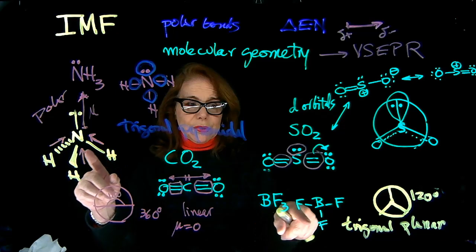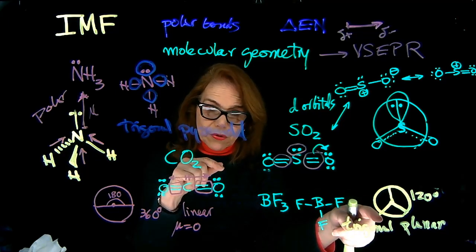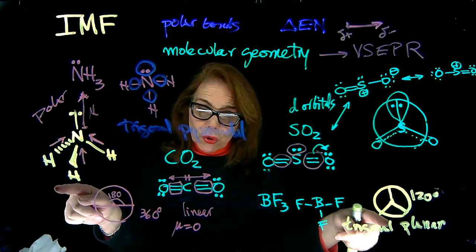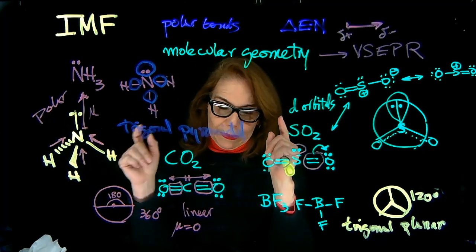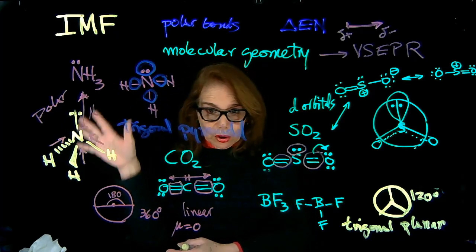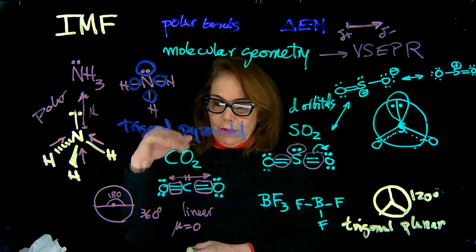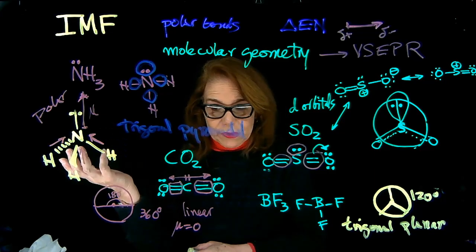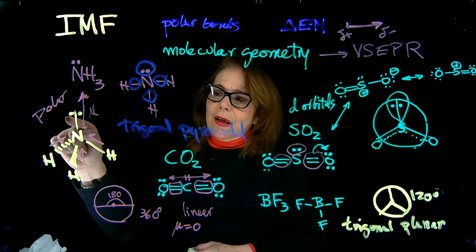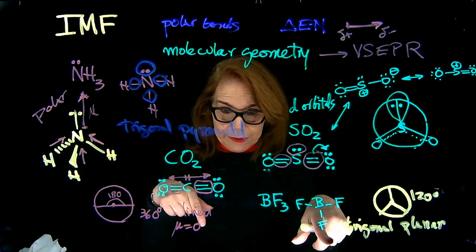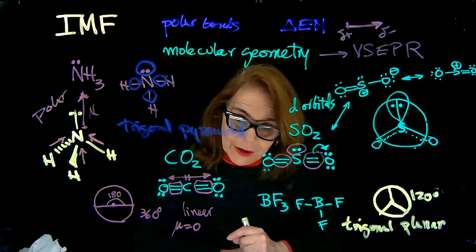Let's distinguish between BF3 and ammonia. BF3 had 3 bonding domains, and the geometry is trigonal planar. In ammonia, you have 3 bonding domains, but you have 1 non-bonding domain, which is a lone pair. So you need to start counting all of the domains, lone pairs or bonds, and place them around the central atom to determine the geometry. So notice again the impact of the lone pair. This is trigonal pyramidal, this is trigonal planar. And carbon dioxide is linear, sulfur dioxide is bent.